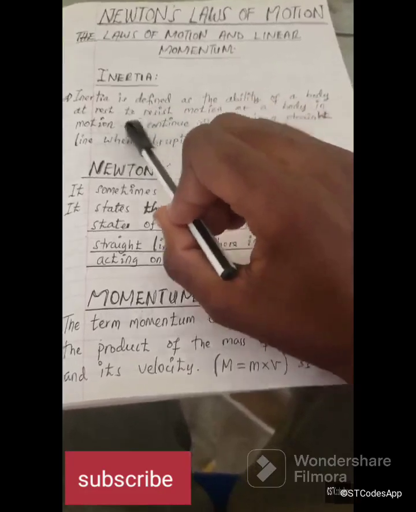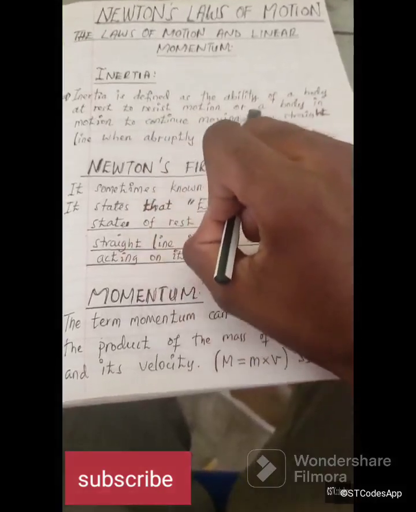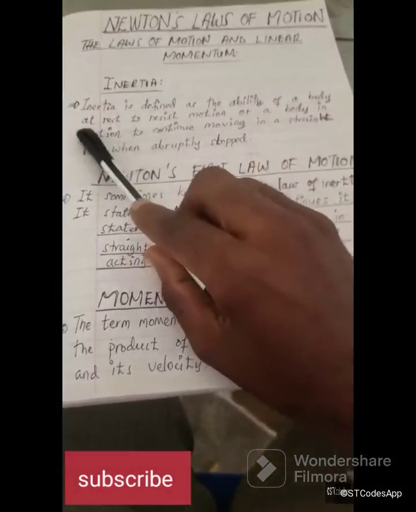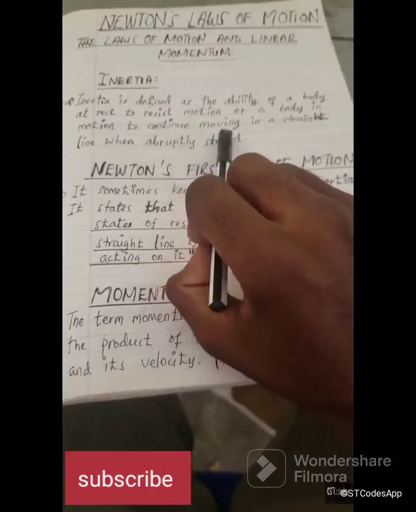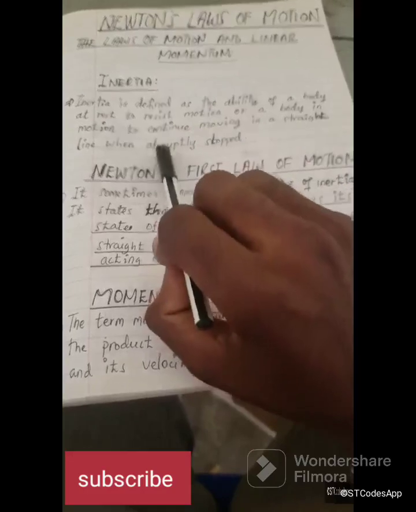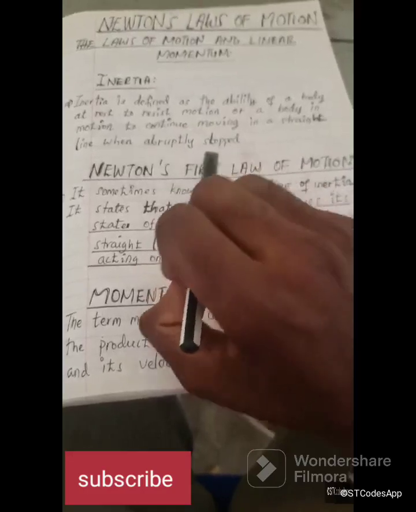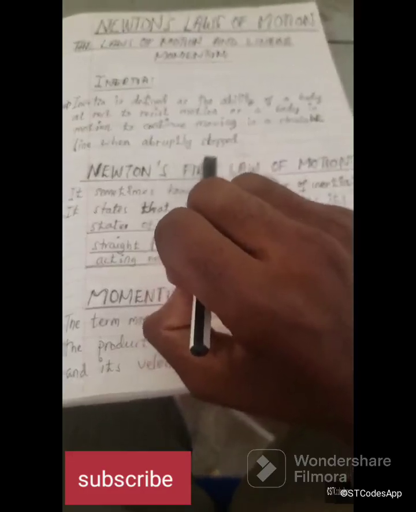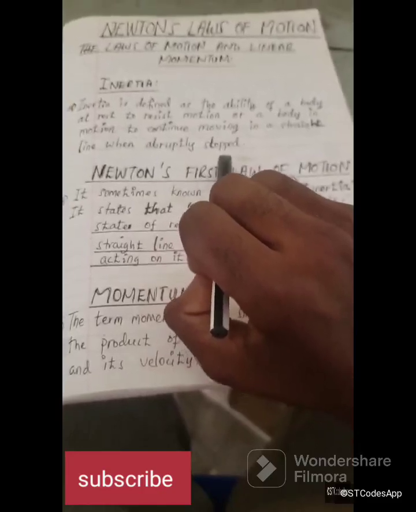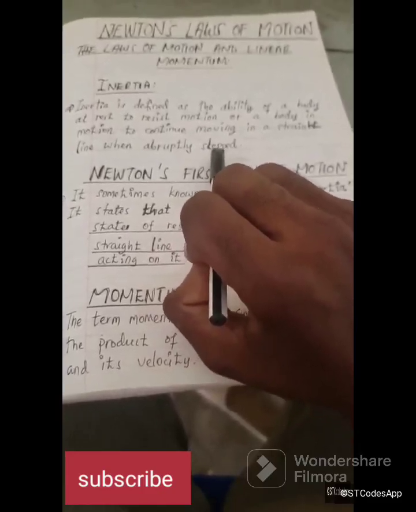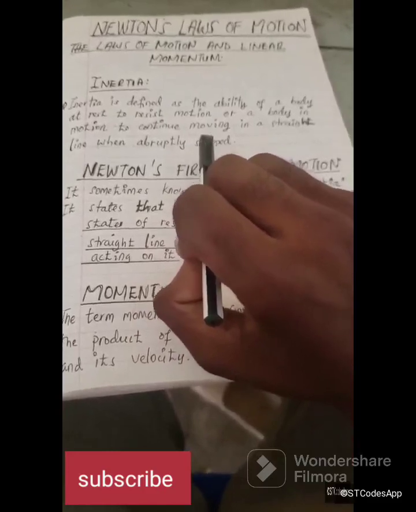The term inertia simply means the ability of a body at rest to resist motion, or a body in motion to continue moving in a straight line when abruptly stopped. That is the exact definition of the term inertia.